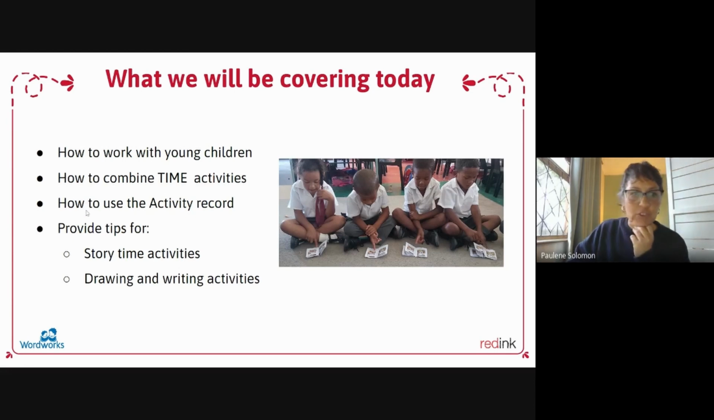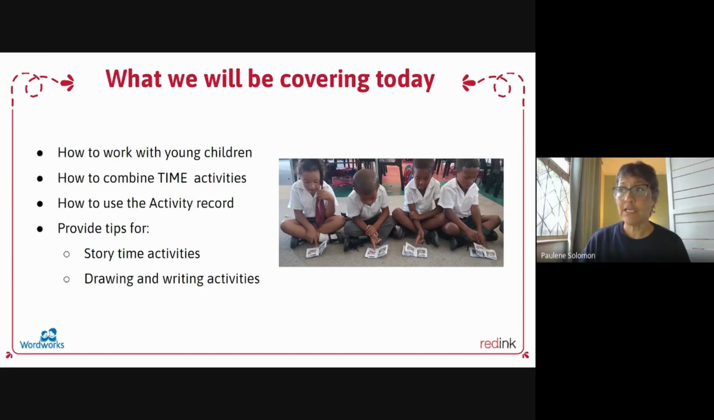We're just going to spend some time reminding ourselves, especially for those who maybe haven't worked with young children for a long time, or ever, how we work with young children. So we're going to give you some practical tips and reminders about how best to work with young children.